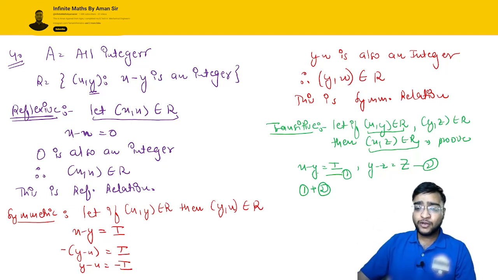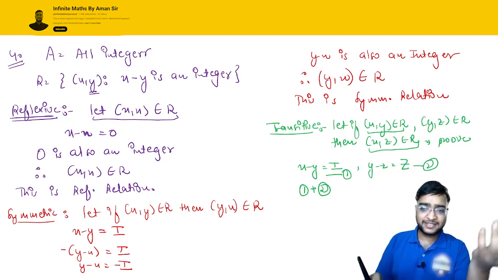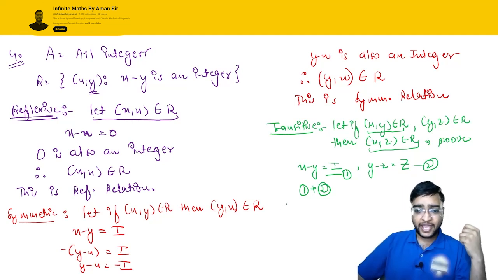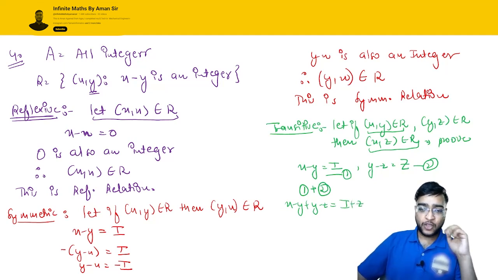So what can I do? I add these equations, and for addition you take the LHS part in the addition and the RHS part in the addition. So I can say x minus y plus y minus z equals I plus Z here. Can I cancel this? Ultimately this is x minus z, and this is I plus Z.